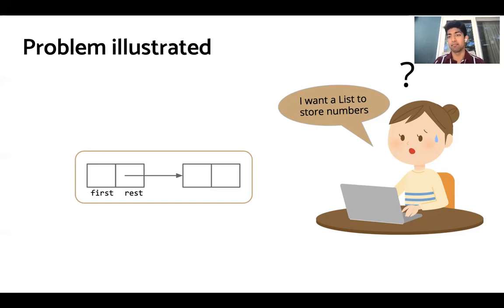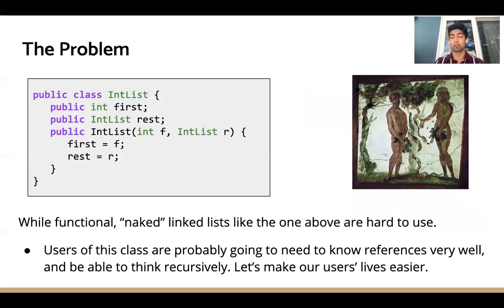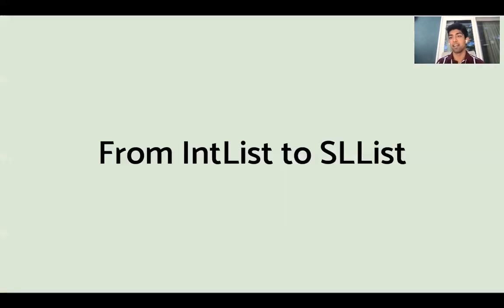So in this case, we see that a problem with linked lists is that they're sometimes tough to use. Users need to know how to think recursively, how to store references to int lists. So there must be a way to abstract some of this away and make our users' life easier, okay? And that's the motivation for going from an int list to an SL list, okay?